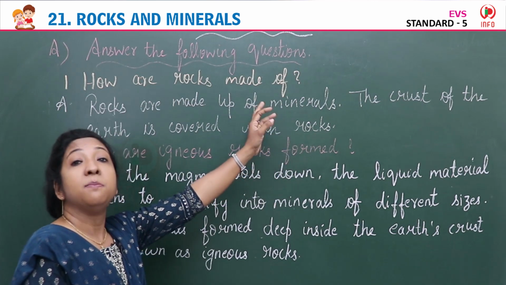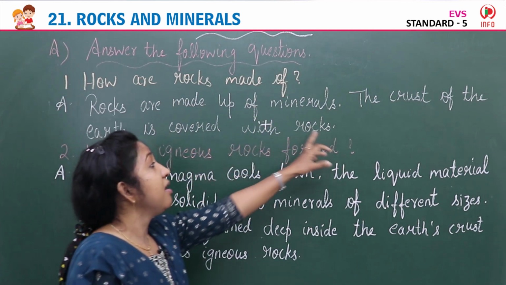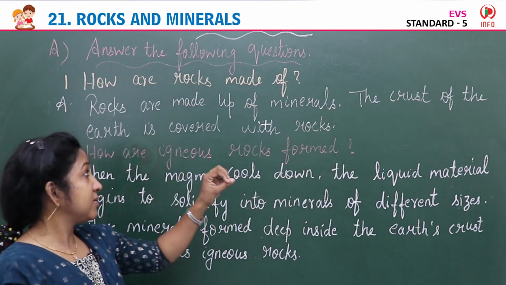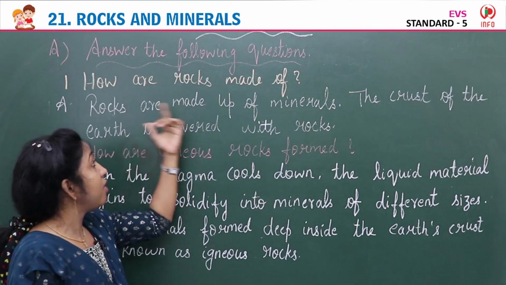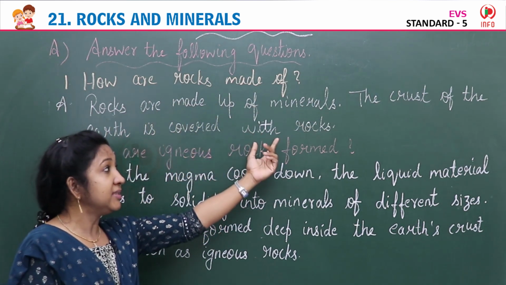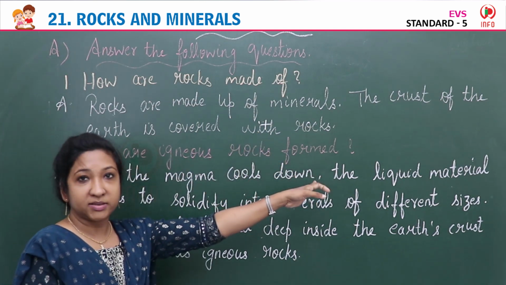Rocks contain minerals. The crust of the earth is covered with rocks. So that is the answer. First question, how are rocks made of? Rocks are made up of minerals. The crust of the earth is covered with rocks.